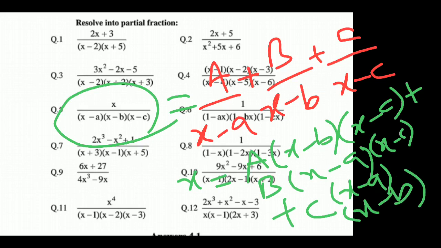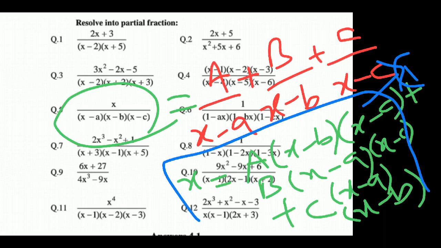Now assume this as equation 1. Put the values x equal to a, x equal to b and x equal to c, and solve the equation, you will get the values of capital A, capital B and capital C here, and substitute, you will get the required partial fraction.